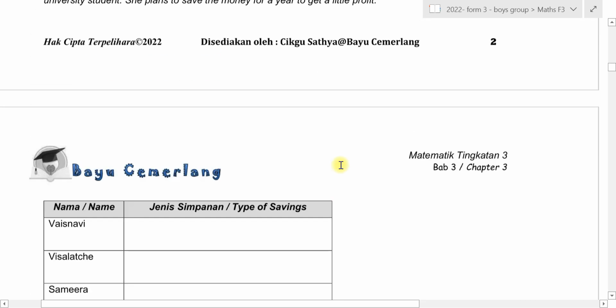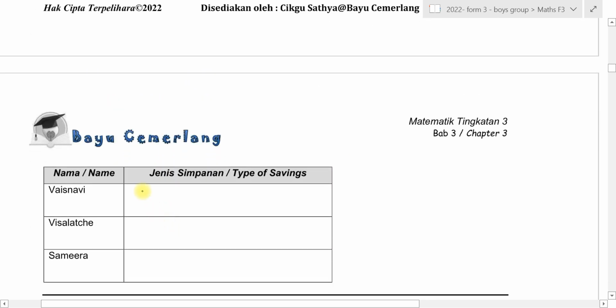So what type of saving? Vaishnavi should be savings account. Visalachi should be current account because you want to use the checkbook. And Samira should be fixed deposit account.